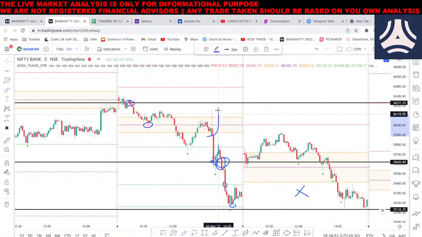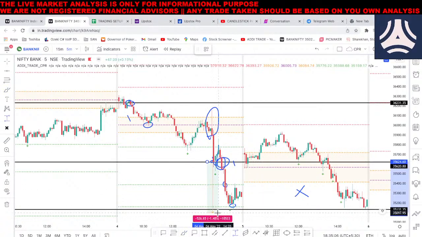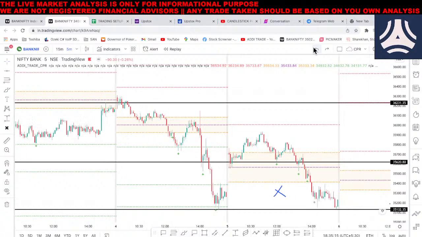See, based on other CPR setups, there was a good entry here as well, but on the setups that we are seeing, we could have got one entry here and one entry here, and this move would have given us 400 points, means about 230 points on the option premium, which is very good.